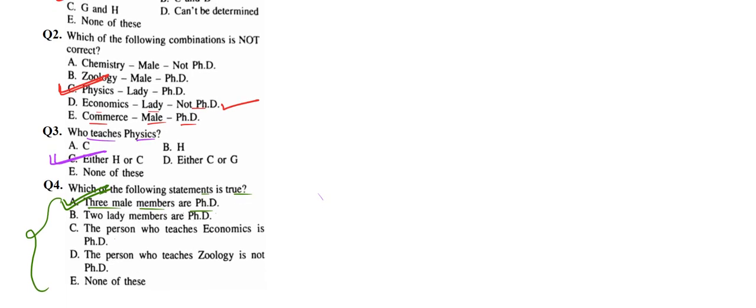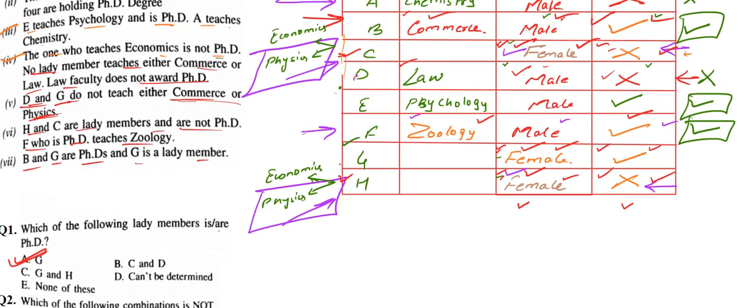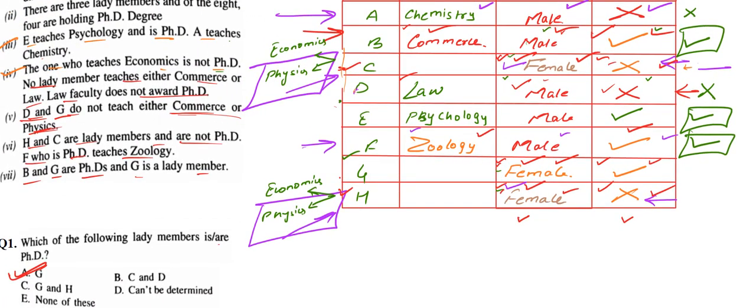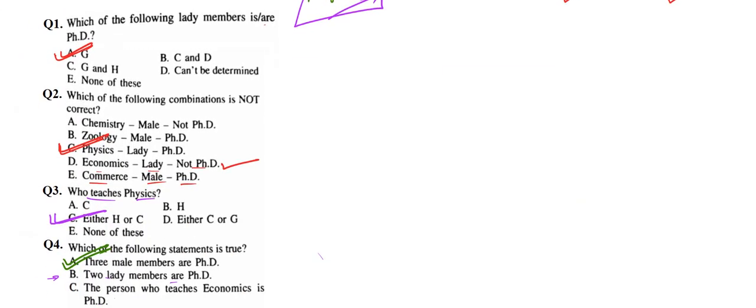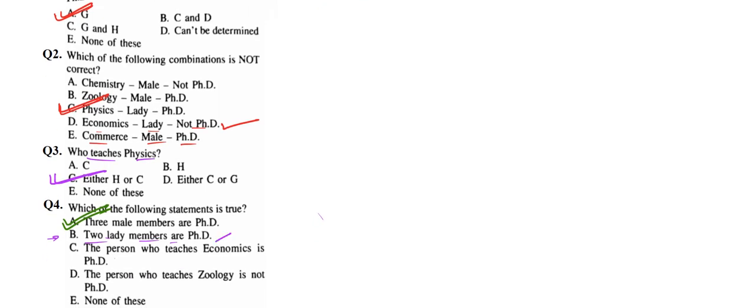Our answer should be option A, but for our convenience, for our satisfaction, we will check each one of the 5 options. So option B is 2 lady members are PhD. Let's check. First lady member, that is C, is not a PhD, and H is also not a PhD. Only G is a PhD. So only one lady member is PhD, but in our option we have 2 lady members. So option B is a wrong option.